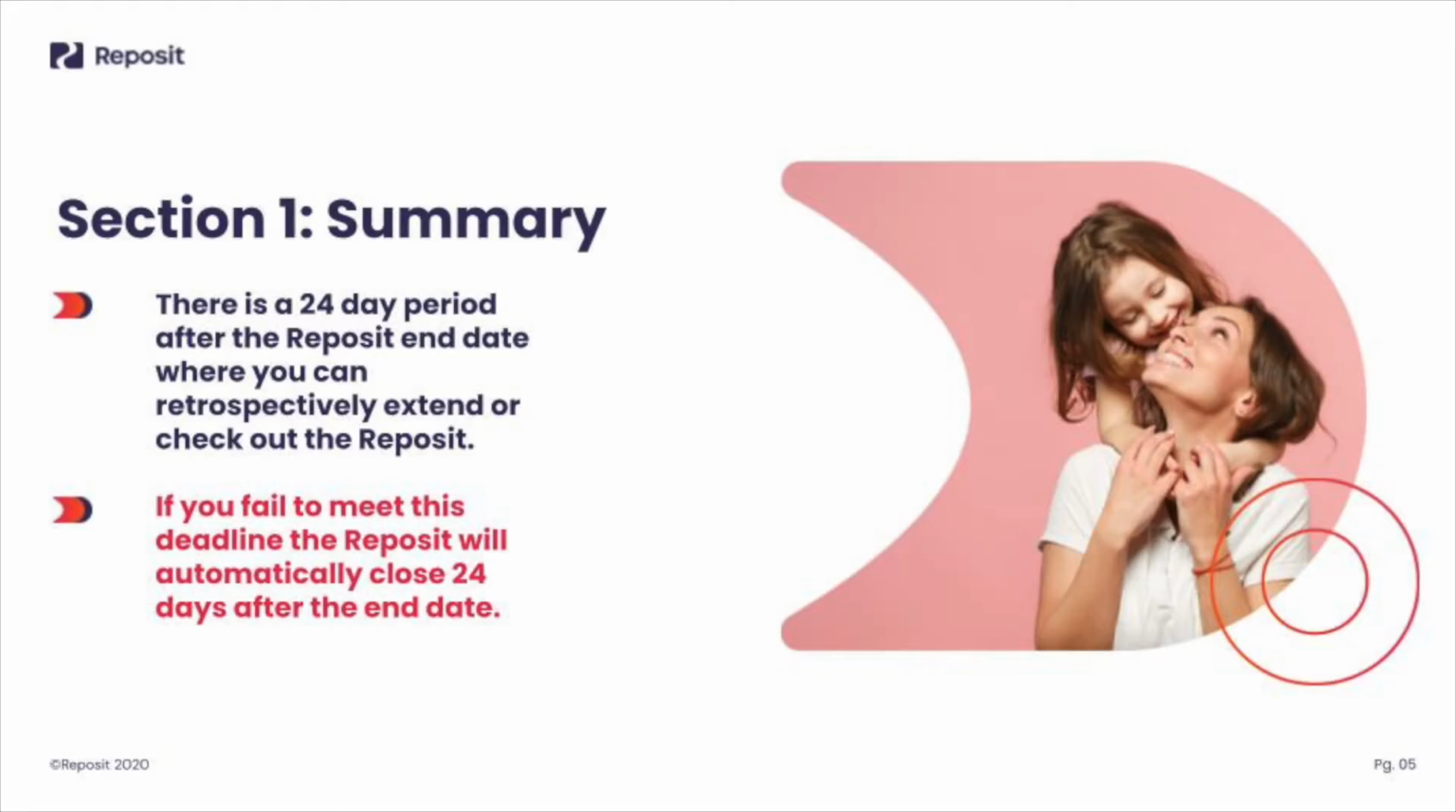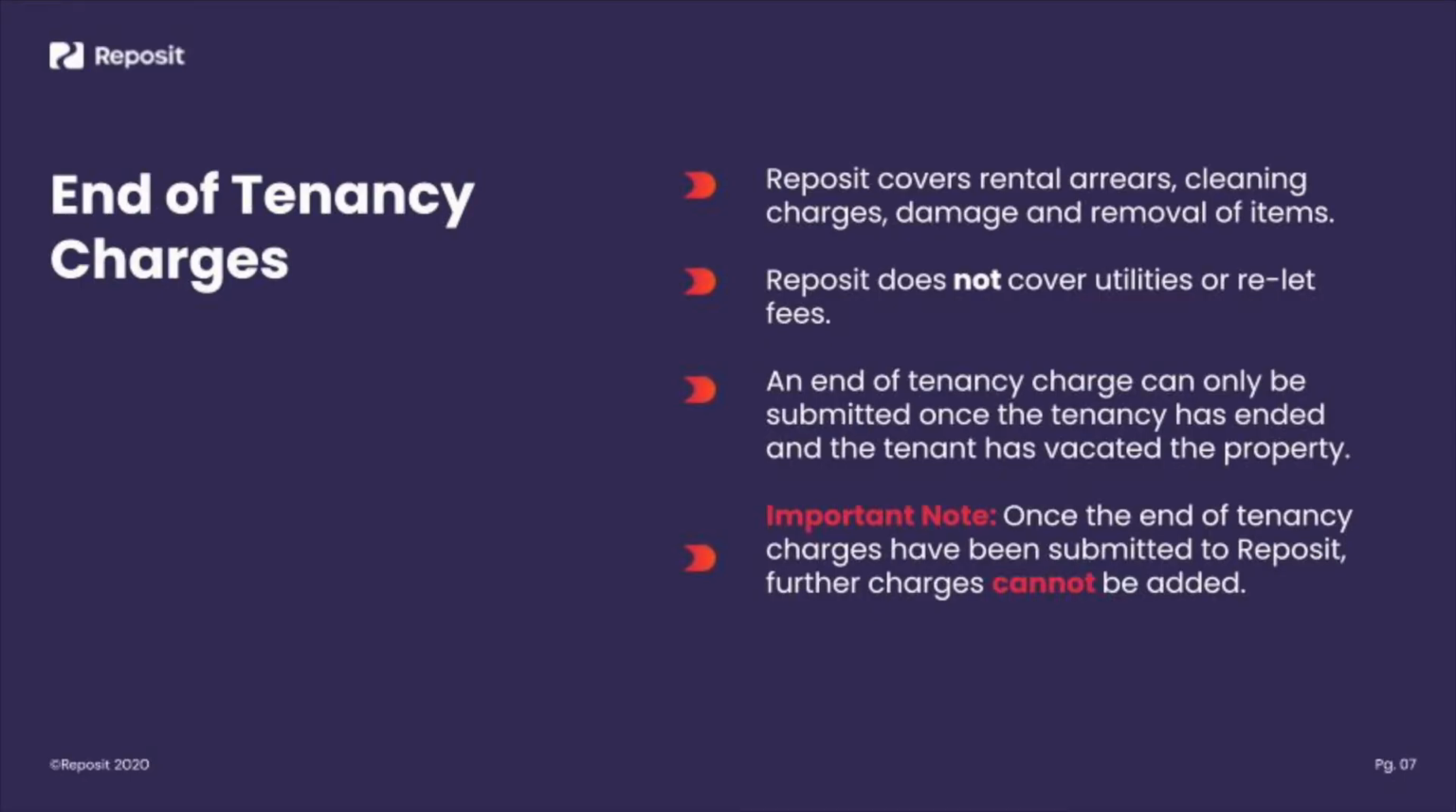The key takeaway for extensions and checkouts is that you are reminded via end of tenancy email notifications a month, a week, and a day before a Reposit is due to end. After the Reposit has ended, you then have 24 days to retrospectively extend a Reposit or to raise end of tenancy charges. Failure to do either of these things within the first 24 days will result in the Reposit automatically closing.